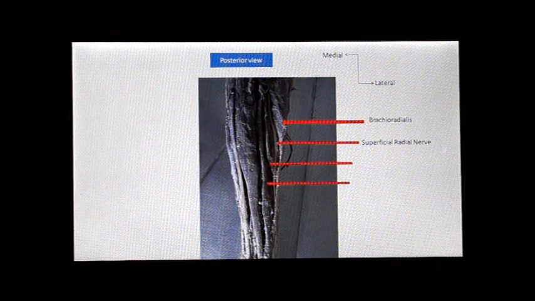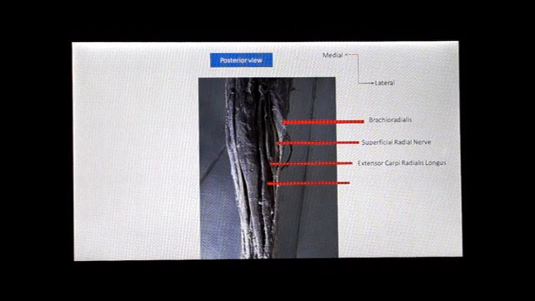And we can see here superficial radial nerve, a branch of radial, and extensor carpi radialis longus. Extensor carpi radialis longus gets origin from common extensor origin, that is the lateral epicondyle of humerus, and insertion to the base of the second metacarpal bone, and action extensor of the wrist and also abduction or radial deviation of the wrist joint. Nerve supply to the extensor carpi radialis longus is radial nerve.